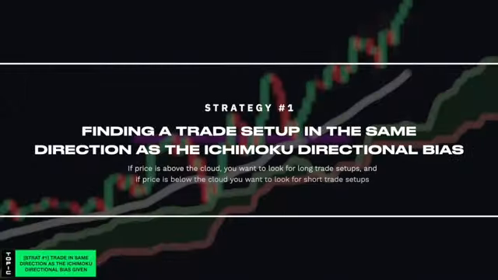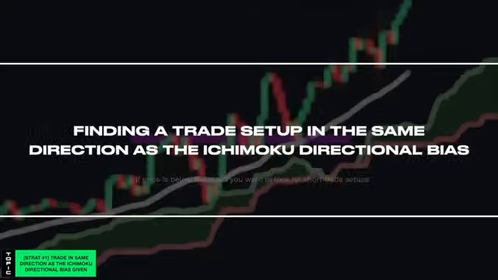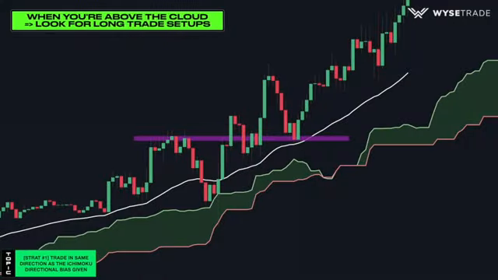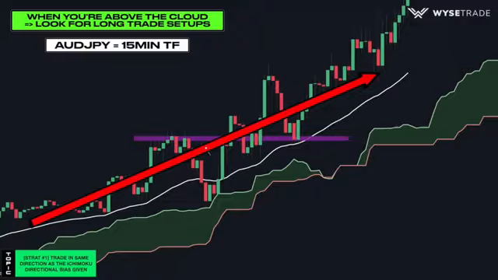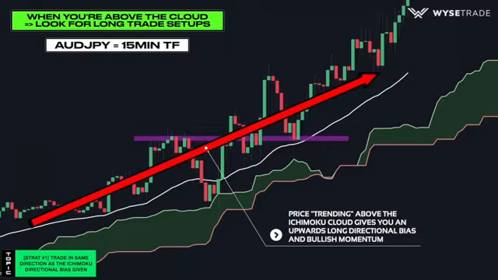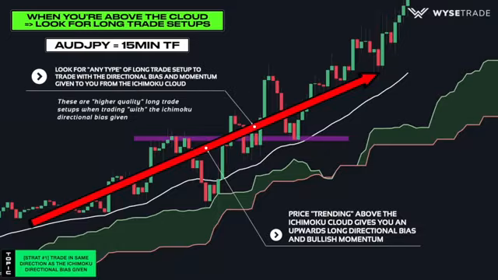So this strategy involves finding a trade setup in the same direction as the Ichimoku cloud directional bias for a higher quality trade entry, starting in an uptrend and above the cloud. This is the Aussie Yen 15-minute time frame. Price is above the cloud, giving you a bullish upwards directional bias. So what you do is you look for any type of long trade setup so that you are trading with the bullish momentum given to you from the Ichimoku cloud.